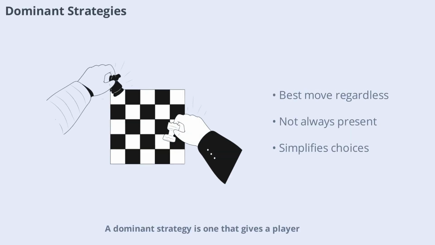A dominant strategy is one that gives a player a better payoff no matter what the others do. If you have a dominant strategy, it's always your best choice. However, not all games have dominant strategies for every player. Recognizing when you have one can simplify decision-making and help you anticipate the moves of others.